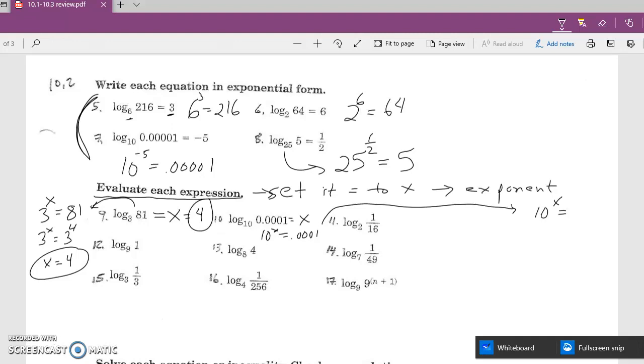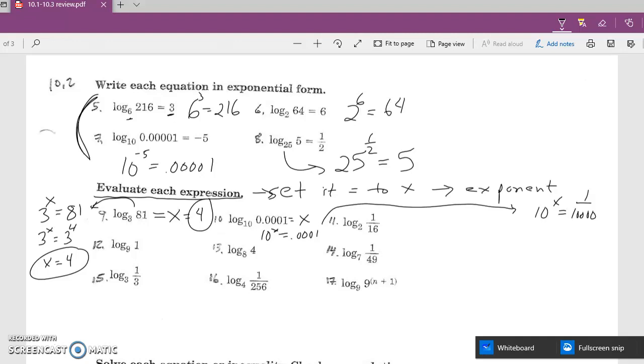0.0001 is 1 divided by, I believe it's 1,000. No, it's 1 divided by 10,000. So this would be 1 over 10,000. Okay. Now, who would ever think to do that? You probably wouldn't, but you know you have to get it to be some kind of a base of 10. So I just turn that into a fraction.